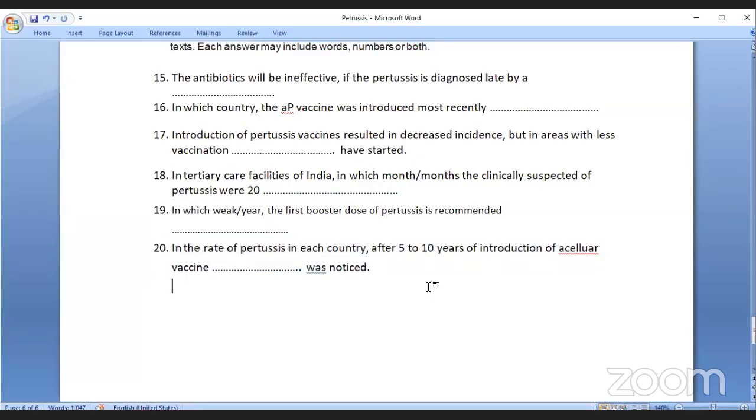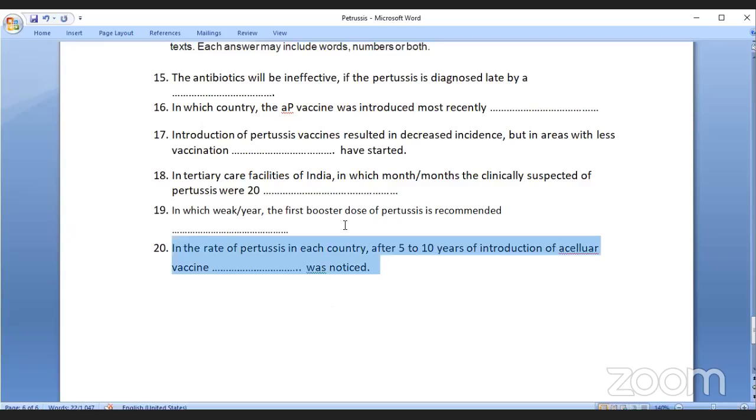The rate of pertussis in each country after 5 to 10 years of introduction of acellular vaccine dash was noticed. The rate of pertussis in each country after 5 to 10 years of introduction of acellular dash was noticed.